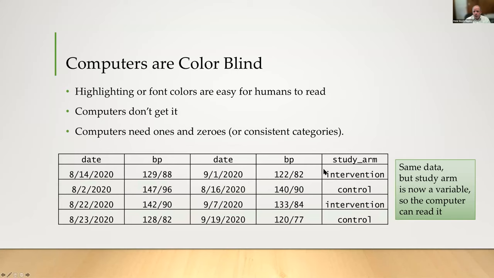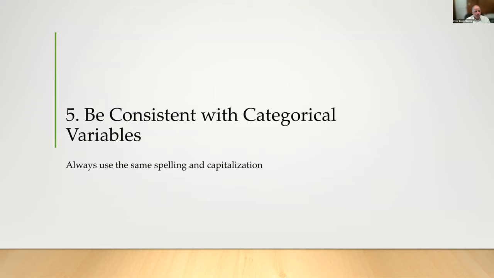Some folks like to use sort of one underscore intervention or zero underscore control. So you have both a number and a label kind of stuck together. I think that's generally a good idea, but whatever your preference is, as long as it's clear. Be consistent with categorical variables. Always use the same spelling and capitalization.